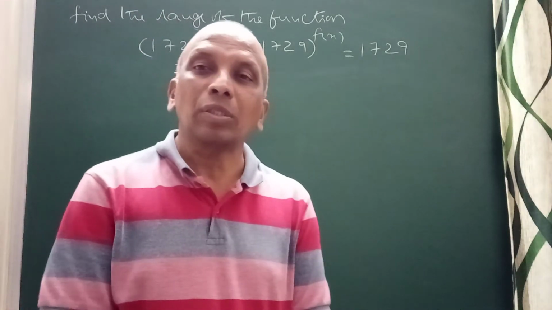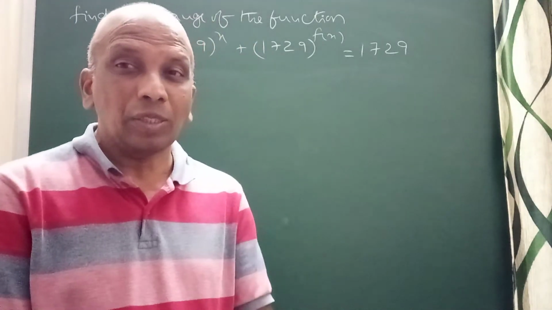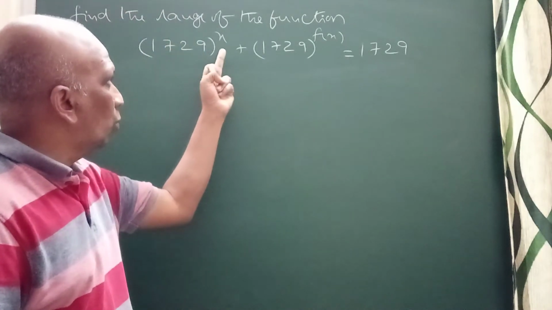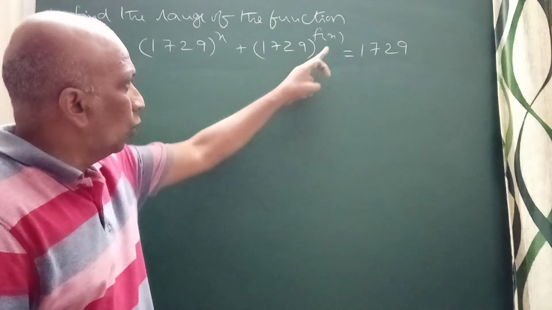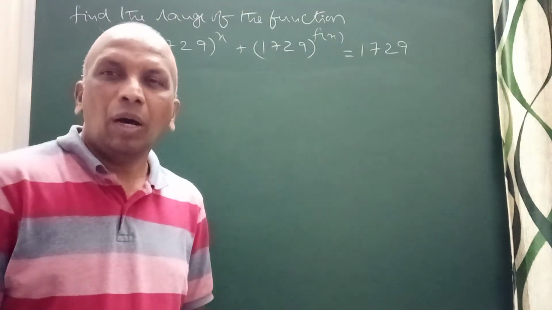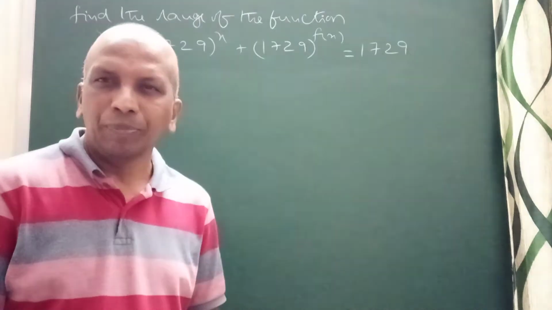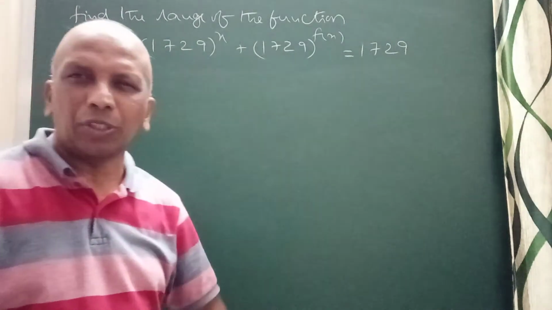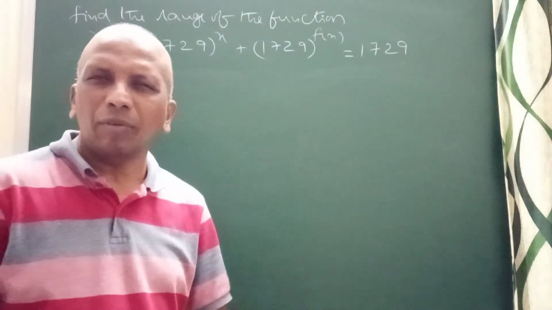Now, remembering Srinivasa Ramanujan, today is National Mathematics Day. So I have taken this problem: 179 to the power x plus 179 to the power f of x is equal to 1729. This is a peculiar number, the Srinivasa Ramanujan number. Remembering him, I am doing this problem. Find the range of this function.